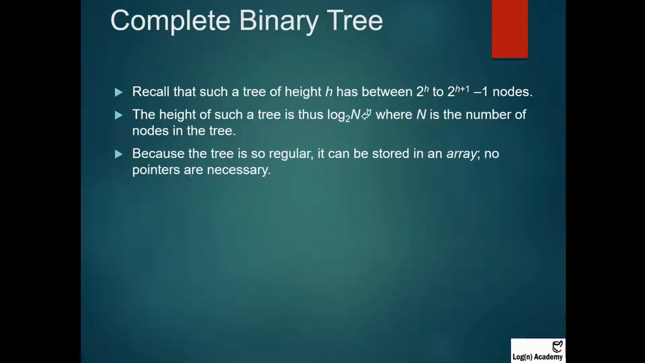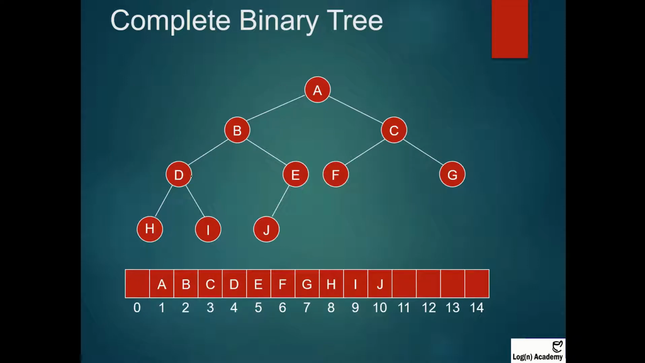Because the tree is so regular, it can be stored in an array. No pointers are necessary. So this third point says we can store a tree in an array also. And how can we do that? Let's see. As you can see here, we have a tree, and that tree is stored in this array from index 1 to index 10. So the question here is why I have left index 0 unfilled. I will answer this question later.